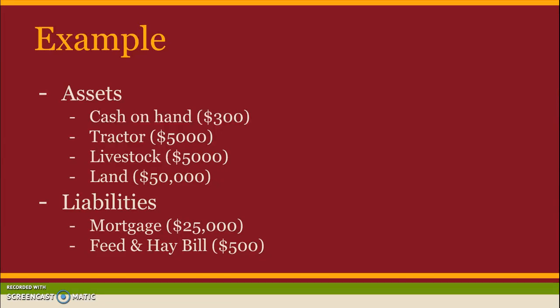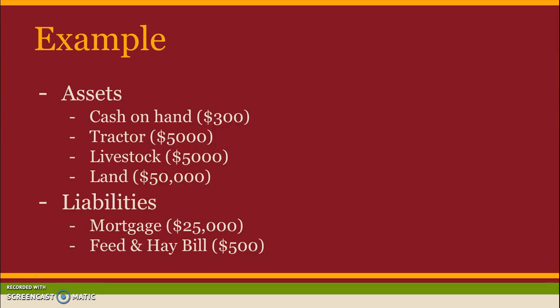Okay. Keywords to look for if you get anything like this on a test: if it says cash or the word worth, it's an asset. If it says a bill or a loan or a mortgage, that is a liability. Those are the keywords to look for here.